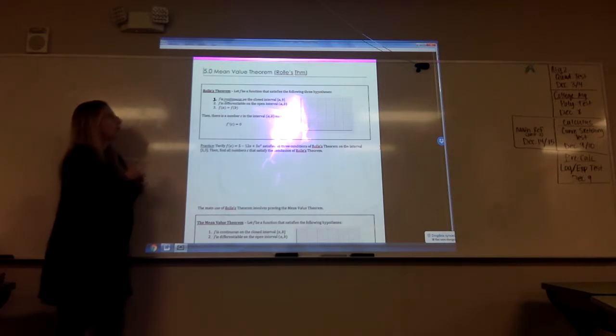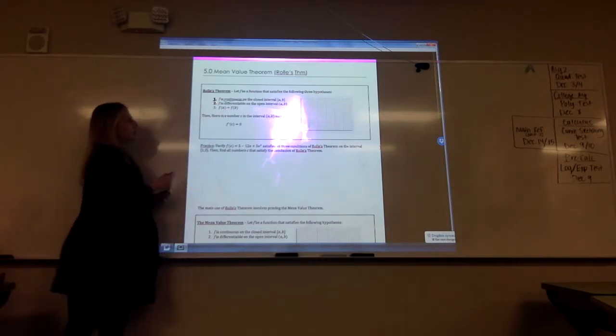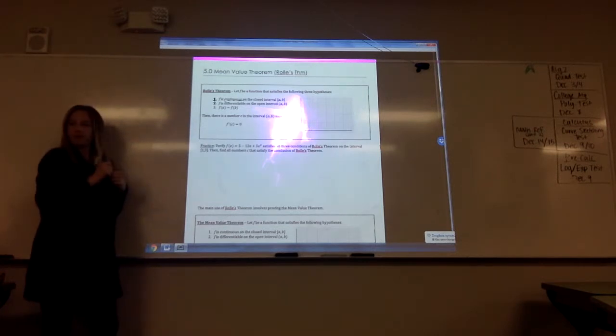Okay. Number two says it also has to be differentiable on an open interval from a to b. So you have to be able to take the derivative. Think of things like absolute value, right? You can't take the derivative of an absolute value. Why can't you? Absolute value is continuous. Why can't you take the derivative? It has an abrupt change, that point, those abrupt changes in slope.